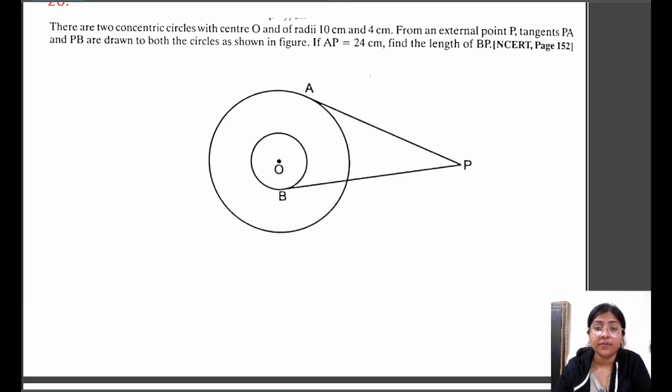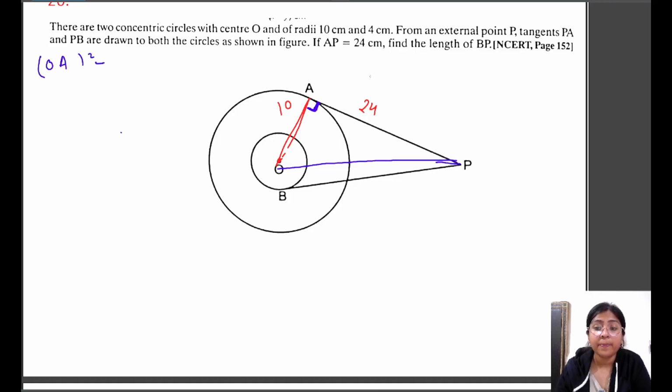See this question. There are two concentric circles with center O. These are two concentric circles with center O. The radius of the bigger circle OA is given as 10 and the length AP is given as 24. Can you find out OP? Yes, we can apply Pythagoras theorem because angle A is going to be 90 degrees, as radius and tangent are perpendicular to each other. For the bigger circle, AP is the tangent where A is the point of contact, so this angle must be 90 degrees. If in a right angle triangle we have two sides, we can find the third side with the help of Pythagoras theorem.